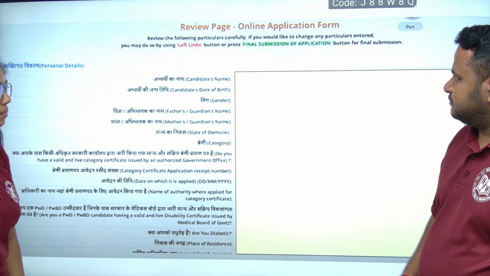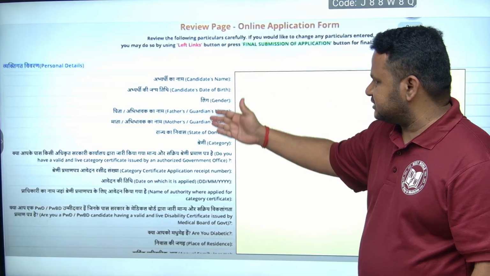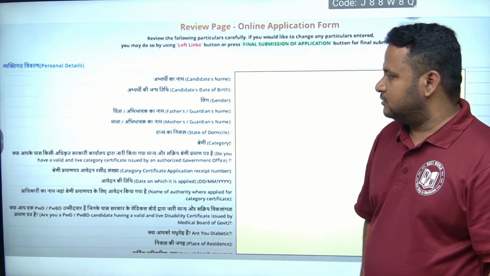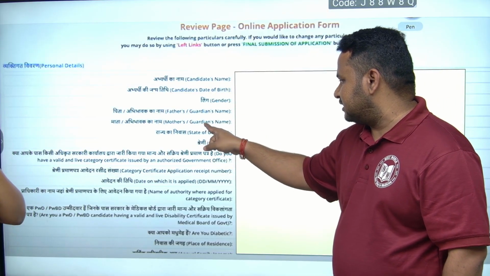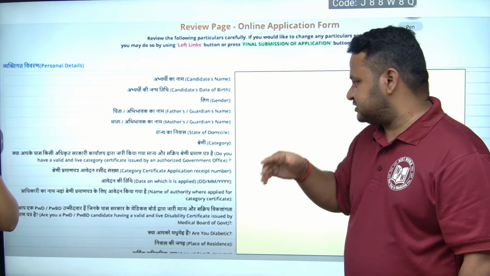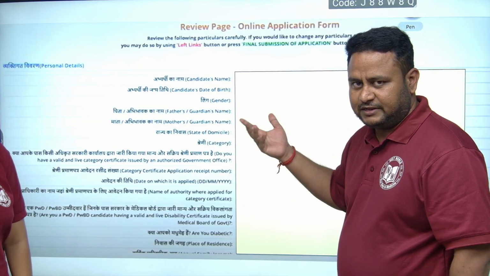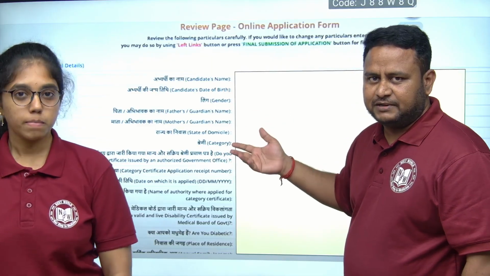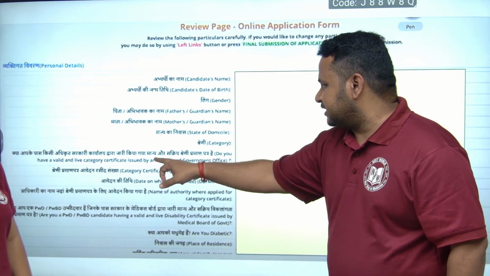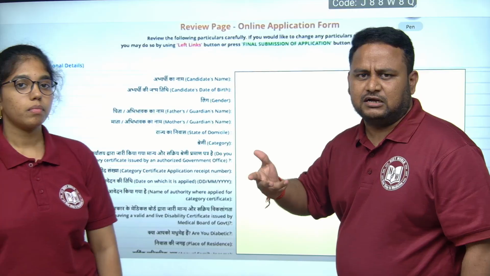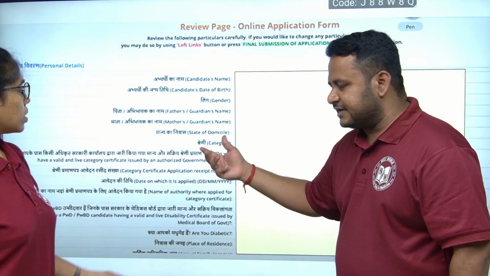After you give final submit, you have to give review page. Okay, when you go to review page, you can just recheck the details which you have entered. Candidate's name, candidate's date of birth, gender, guardian's or father's name, mother or guardian's name, state of domicile, that is your state, and which category you belong. Suppose you are unreserved, you give unreserved. If you are belonging OBC, whether you are non-creamy layer or creamy layer, and based on the certificate issued by the authority, that authority name you have to write, right? Suppose Tahsildar, district magistrate, something like that. Then category certificate number.